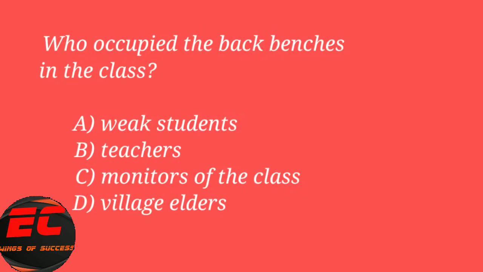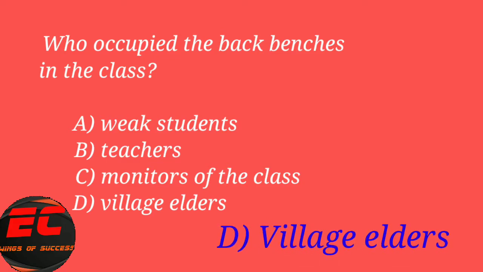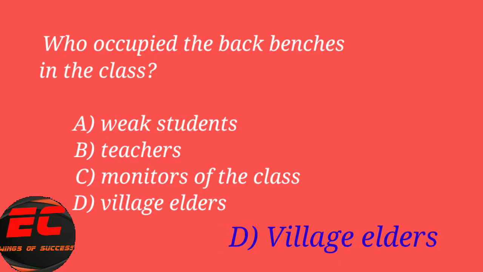Next, who occupied the back benches in the class? Option A, weak students. Option B, teachers. Option C, monitors of the class. Option D, village elders. So the correct answer is option D, village elders.